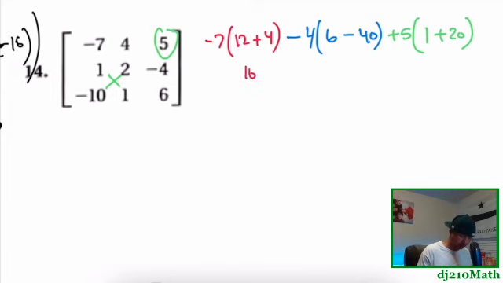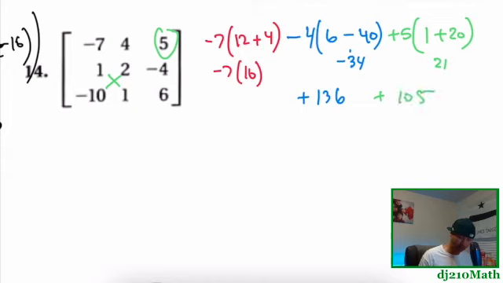This is 16 times -7. That's ugly. This is going to be -34 times -4. 4 times 4 is 16. Carry the 1. 12, 13. 136. And it's positive, so plus. And then 21 times positive 5 will be plus 105. Okay. Figure out what this 7 times 16 business is. 7 times 6 is 42. Carry the 4. 7, 8, 9, 10, 11. So minus 112.